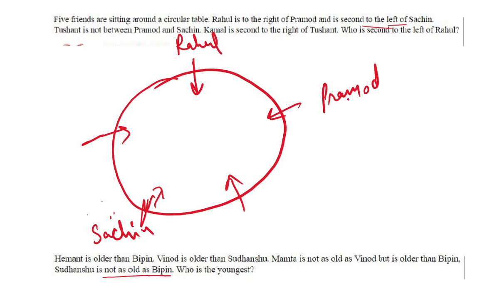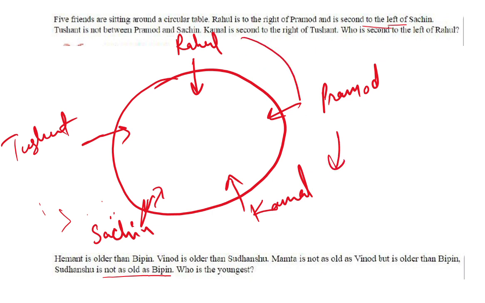Tushant is not between Pramod and Sachin. Tushant cannot be here, so Tushant will be obviously here only. Kamal is second to the right of Tushant. Second to the right of Tushant, Kamal will be here. Who is second to the left of Rahul? Obviously, second to the left of Rahul will be Kamal here. 1, 2. So Kamal is our answer.